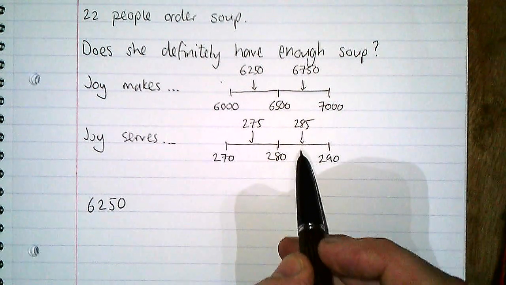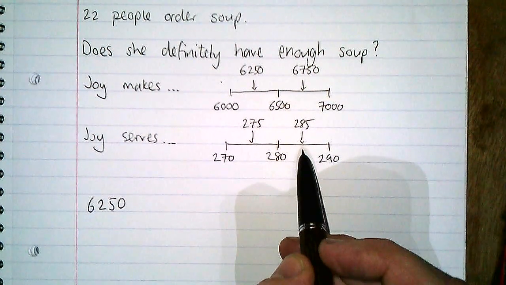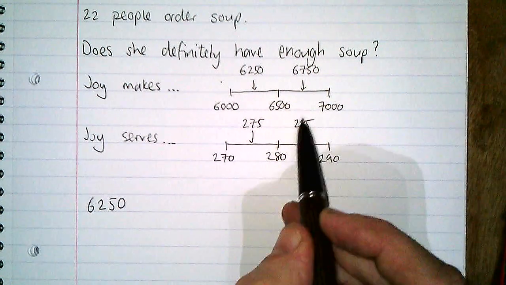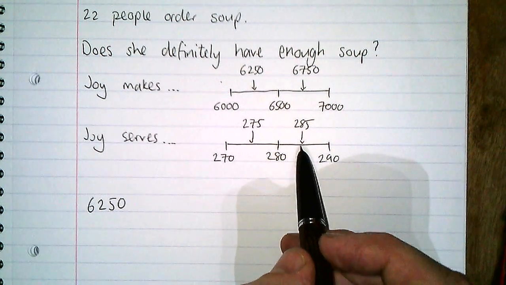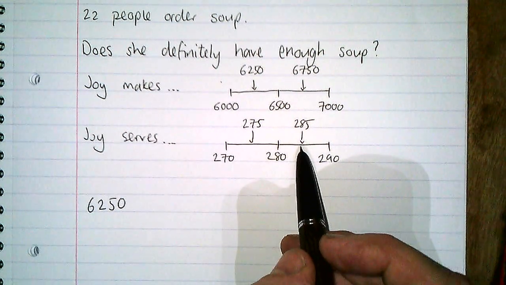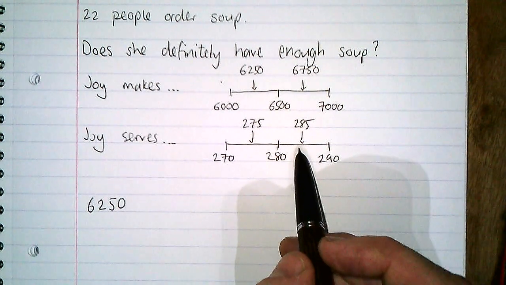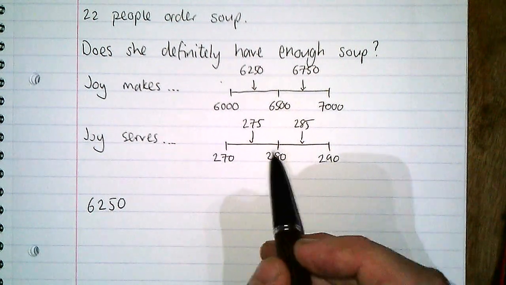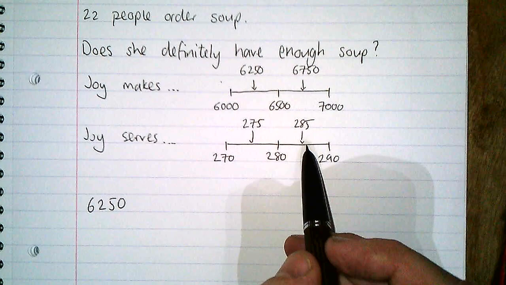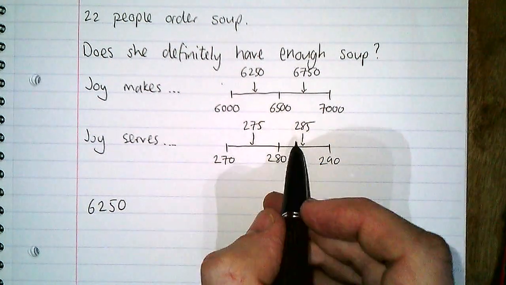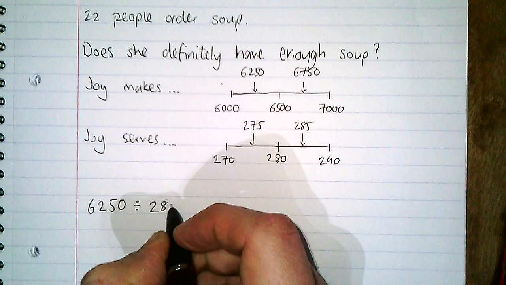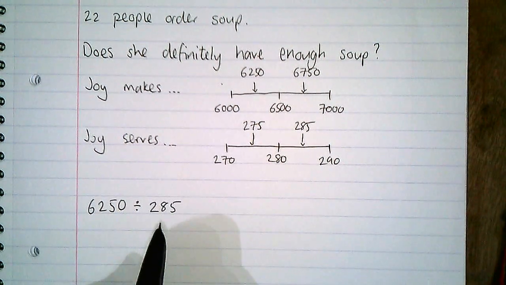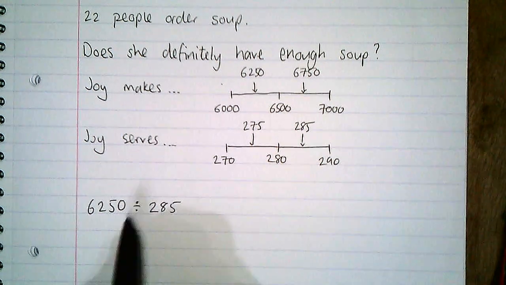So remember, this here is our upper bound, our top limit. So this is the number that we're going to use, because we can't use anything less than that, like 284, because 284.1 or 284.2 would be bigger than that and still round down. So we are going to use the 285. So 285 is how much she serves. I want to think, well, how many times could she serve 285? How many 285s can I fit into 6,250?